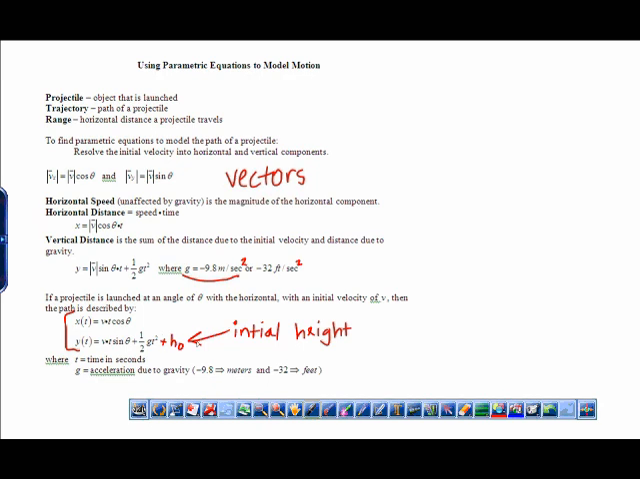If they don't give you an initial height, you would assume this is 0, and you would never assume it's more complicated than what they tell you. Obviously, t here is time in seconds, and g is the acceleration due to gravity.